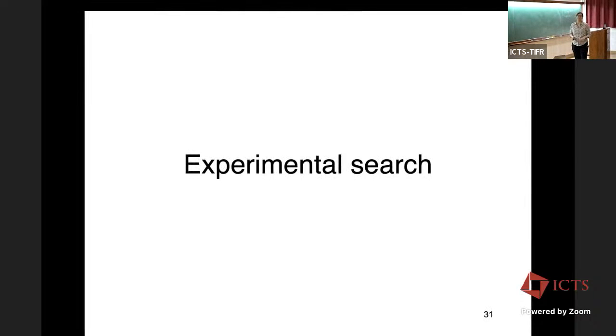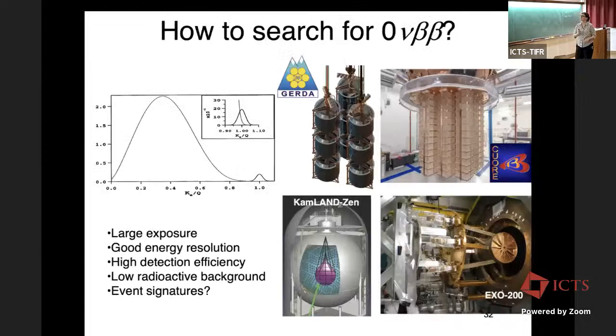So, experimental search. We already saw some of this, we'll just review quickly. What do we want to do if we want to search for neutrinoless double beta decay? We remember that we're looking for this tiny peak at the Q value. Well, we want lots and lots of atoms. We want that very intense source. So we want a large exposure. Exposure is just mass times time. So 10 ton years is the goal for the next generation of neutrinoless double beta decay experiments.